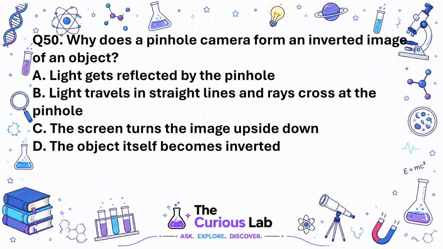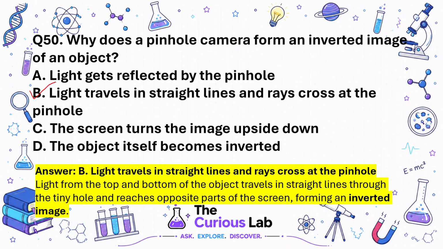Why does a pinhole camera form an inverted image? Because light travels in straight lines but they cross at the pinhole. So we get inverted image.